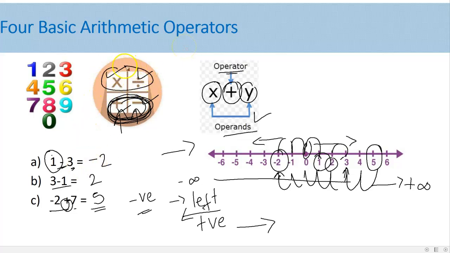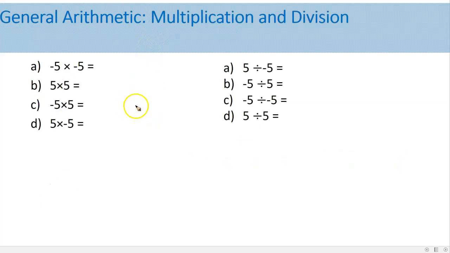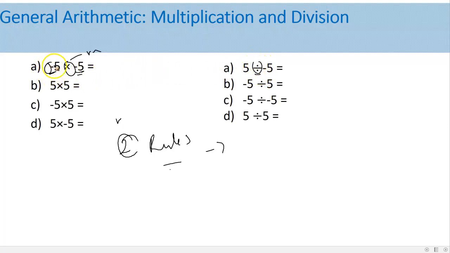Next, let's see how we deal with multiplication and division. For multiplication and division, it's fairly simple. We have just 2 rules that we need to remember. These have to do with the signs of these numbers. The operator here, remember, is the multiplication or the division, and these here are the signs, right?